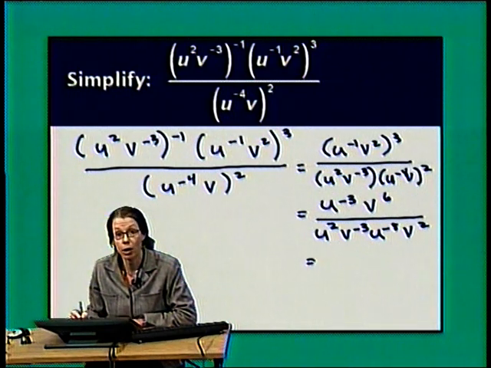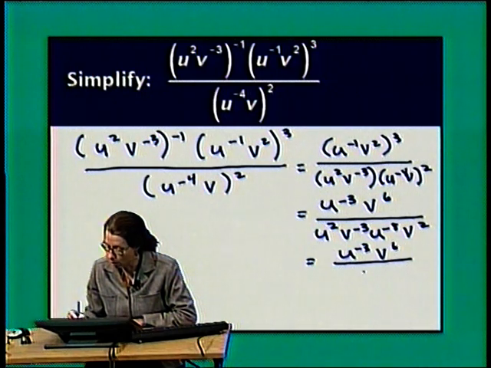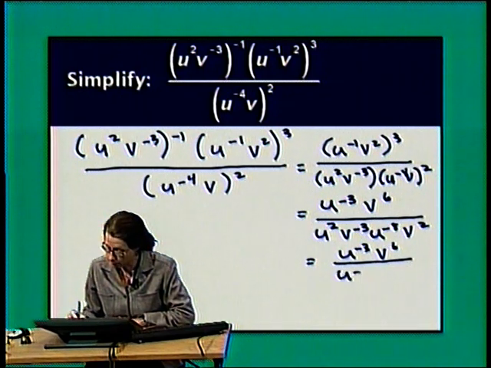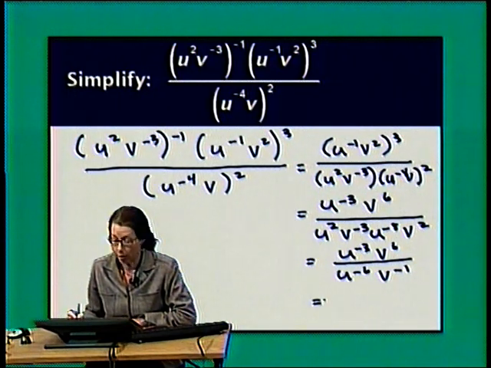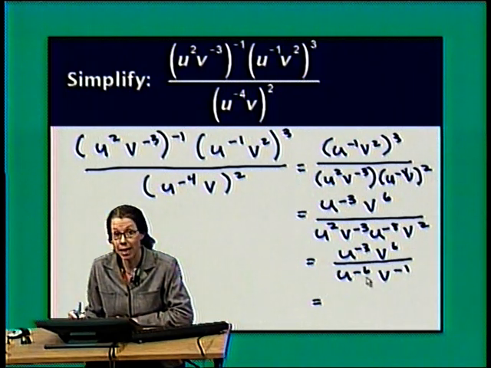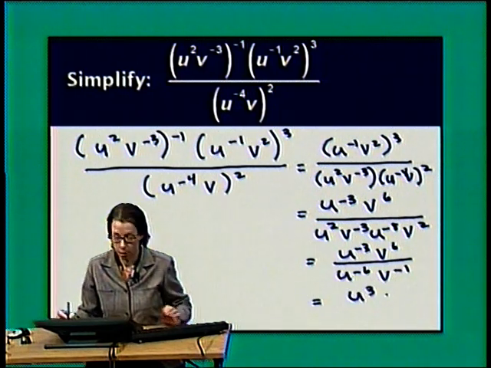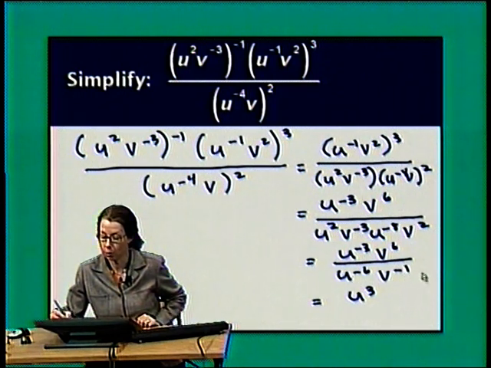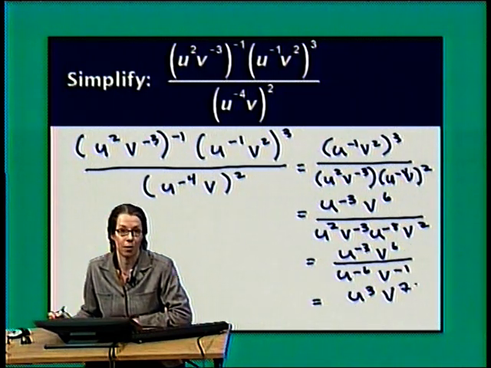In the denominator, I can use the product rule. U to the negative 3 v to the 6th, 2 plus negative 8, that's negative 6, v to the negative 1. And now let's think about what I have here. If I subtract using the quotient rule, negative 3 minus negative 6, that's positive 3. So I have u cubed v to the negative 6 divided by v to the negative 1. This v to the negative 1 factor will move to the numerator, leaving me 7 factors of v.